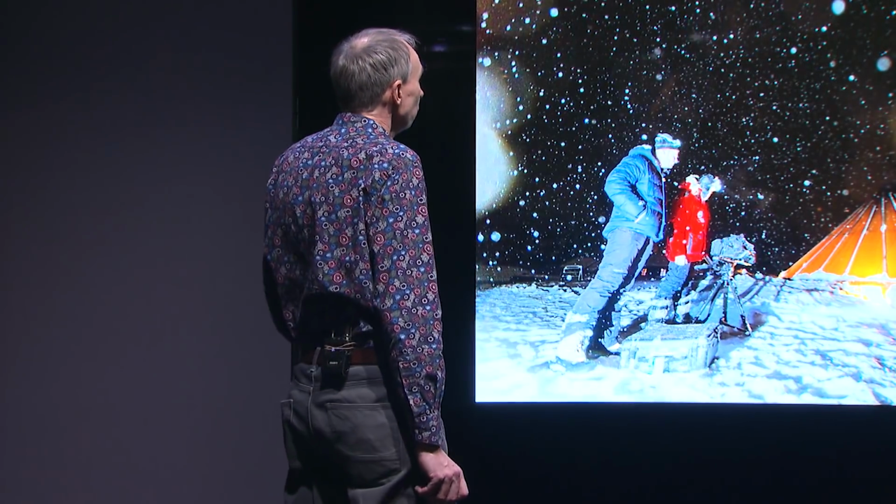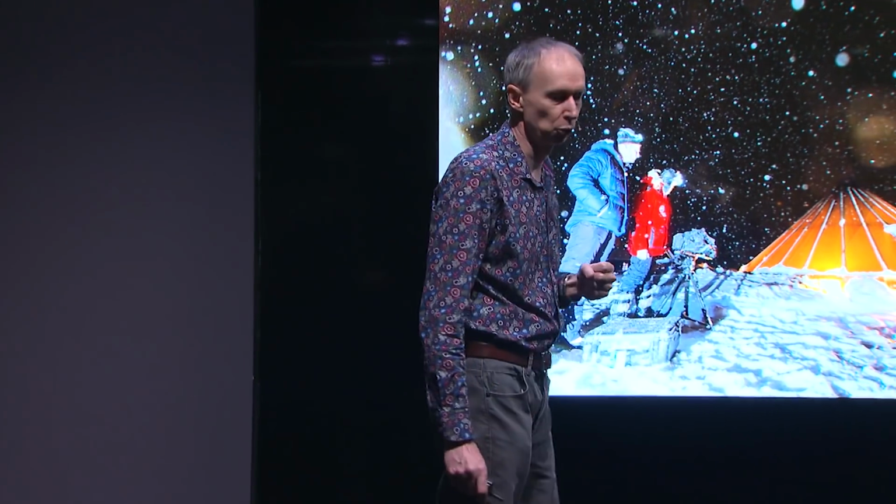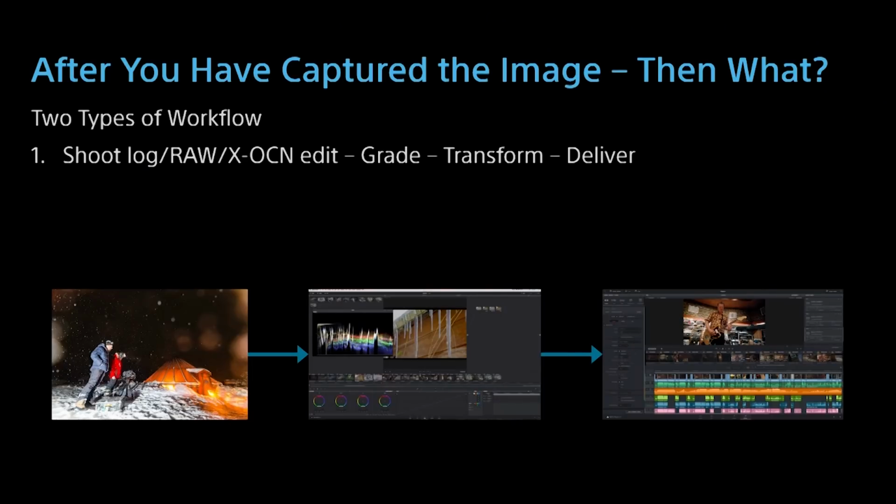We have two types of workflow when we're doing this. We have a more sort of traditional, perhaps, workflow where you shoot in something like RAW or log, XOCN, and then you grade that footage to give you the final image that you want, and then you deliver that. So that's a kind of a three-step process: shoot, grade, and deliver.